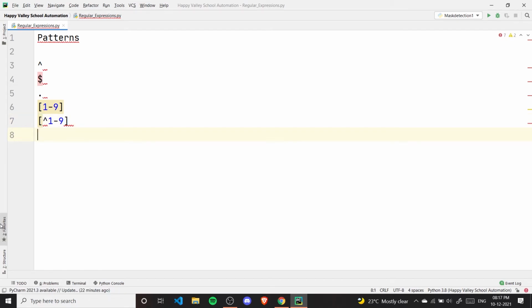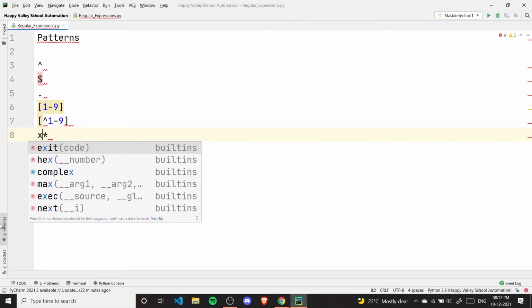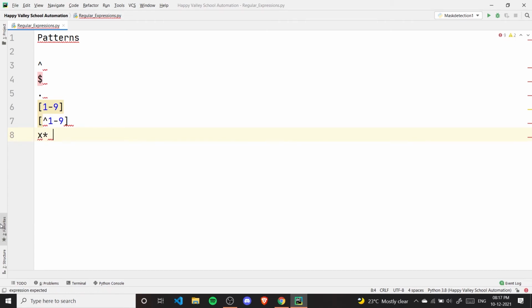Then if we talk about the sixth one that we learned, we talked about the star. So if we write star with any of the characters, what it will do is it will match 0 or more occurrence of the preceding expression. That means that it can match 0x or single x or double x or triple x or 4 times x or 5 times x. It can match this character from the targeted string.